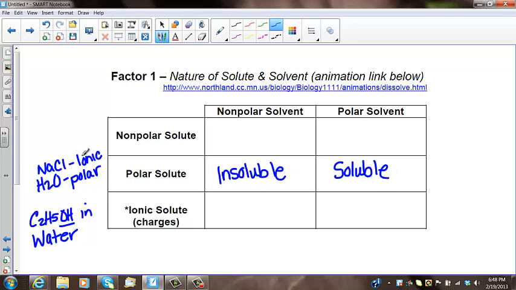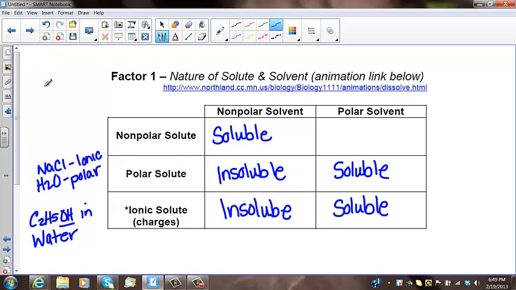Now, as you know, I just had something ionic and I put it in something polar. I had salt, which is the solute, and I put it in water and it's soluble. But I cannot take salt and put it in a nonpolar solvent and expect it to dissolve. So this would be insoluble. However, up here I have nonpolar and nonpolar, so like dissolves like, those will dissolve. So this would be soluble.